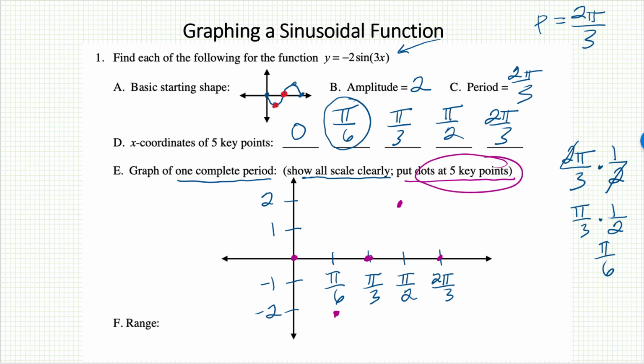Put dots at those points, and then all you have to do now is connect the dots with our valley and hill picture. And so I've drawn a graph of this function. You should use this same procedure in drawing your own graphs.